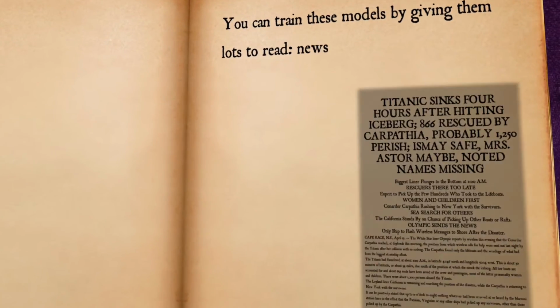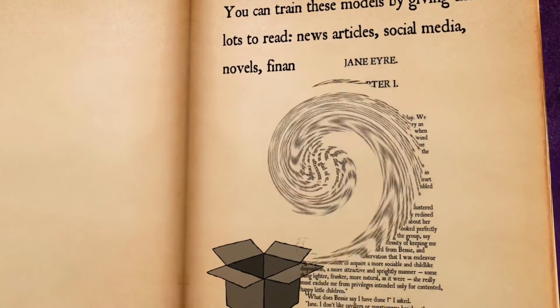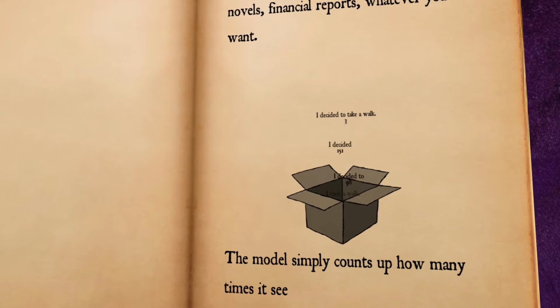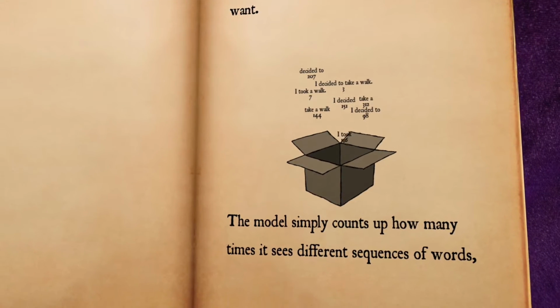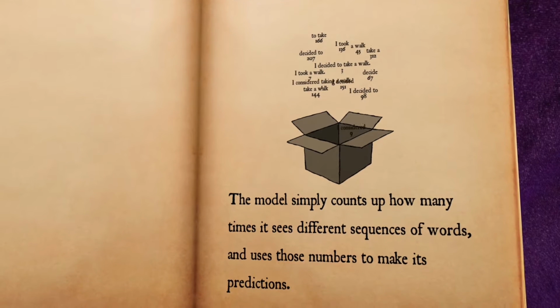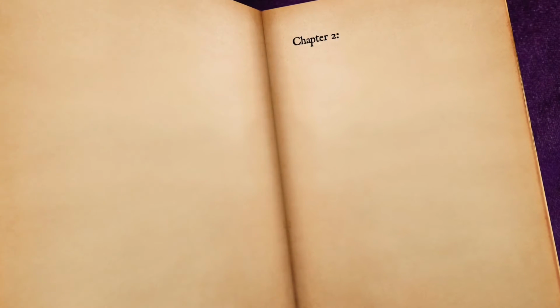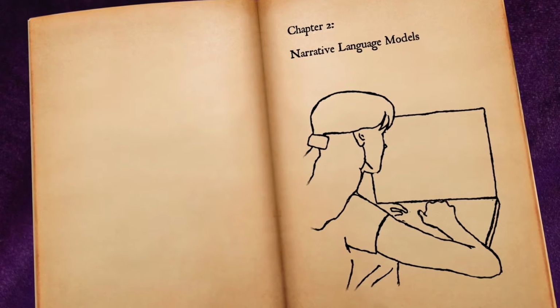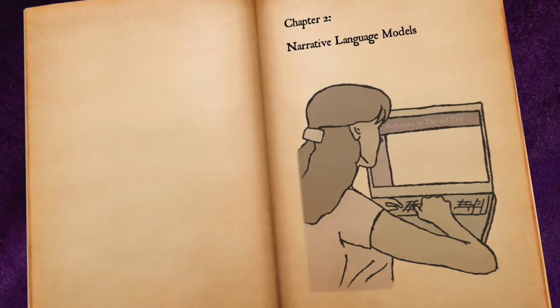You can train these models by giving them lots to read. News articles, social media, novels, financial reports, whatever you want. The model simply counts up how many times it sees different sequences of words and uses those numbers to make its predictions. In our research, we are creating a special type of language model, which we call a narrative language model, which is different in a couple of ways.